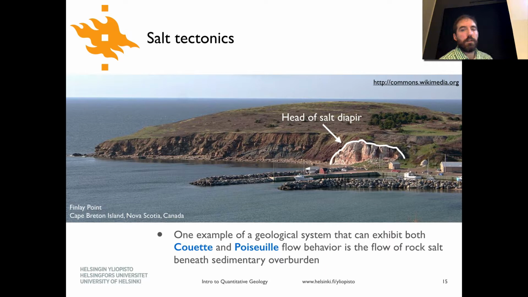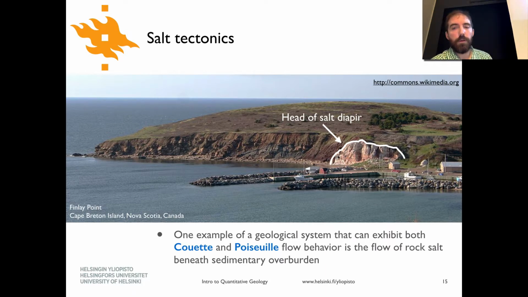And a nice geological example of this is the way in which salt deforms when you put a bunch of sediment on top of it. It flows like a viscous fluid with nearly linear viscosity. And this is a photo from Nova Scotia in Canada, where you can see the head of a salt diapir that's more or less buoyantly been pushed up toward the surface of the earth and deformed the rock around it.